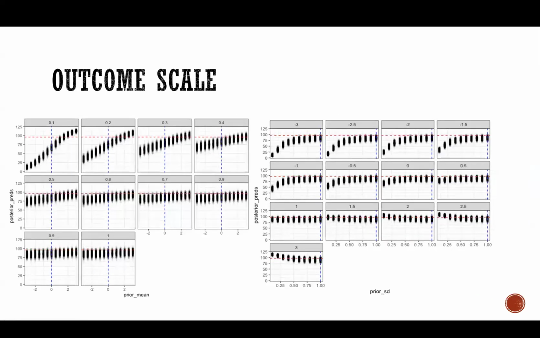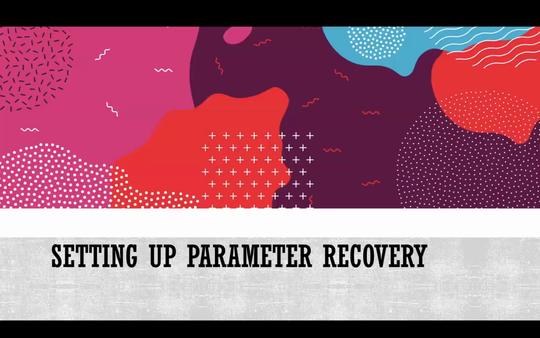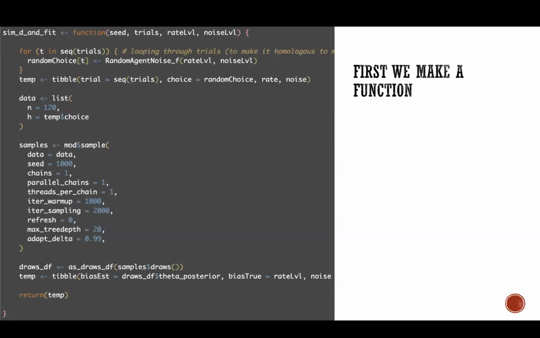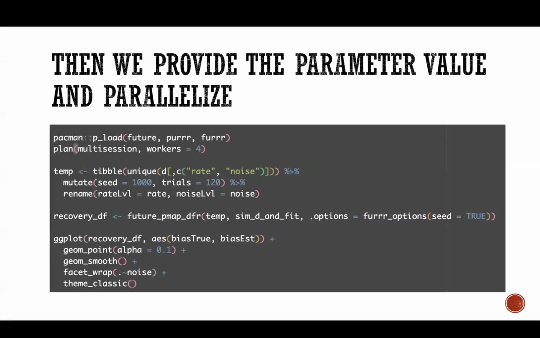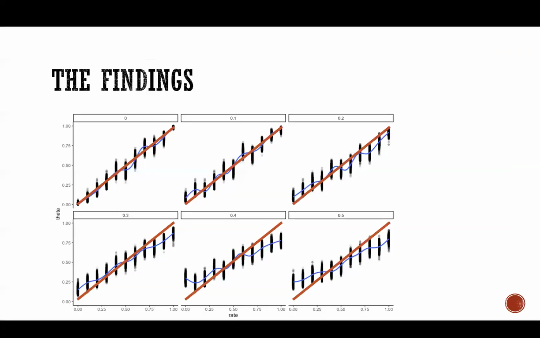Okay. This is just running it at the outcome scale. And basically, parameter recovery is nothing else than what we've done before, but we change the true parameter values in the simulation. So there is a function which is exactly like before, but for instance, you could have the rate level of the random agent and the noise level. We do the same table, the same future P map.